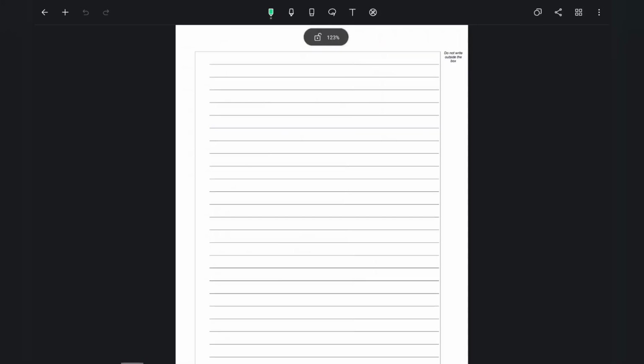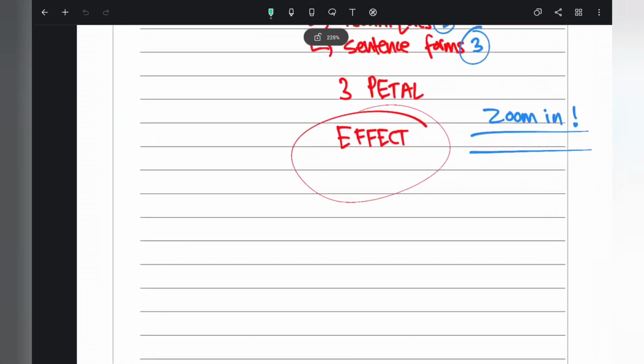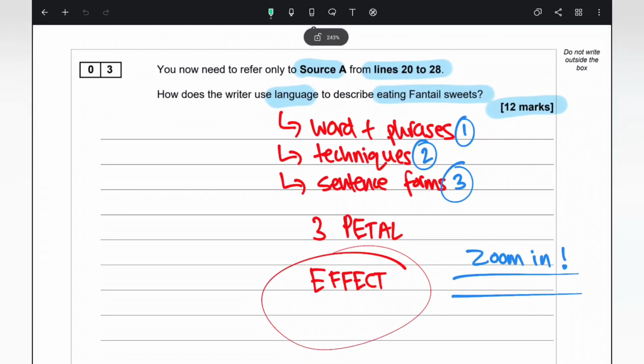Now for question 3, fortunately you all have done something similar to this. In fact, identical in language paper 1. So you're looking at language analysis here of how the writer uses language. So that includes words and phrases, language features and techniques, and also sentence forms. So please make sure you try to find these within the insert.